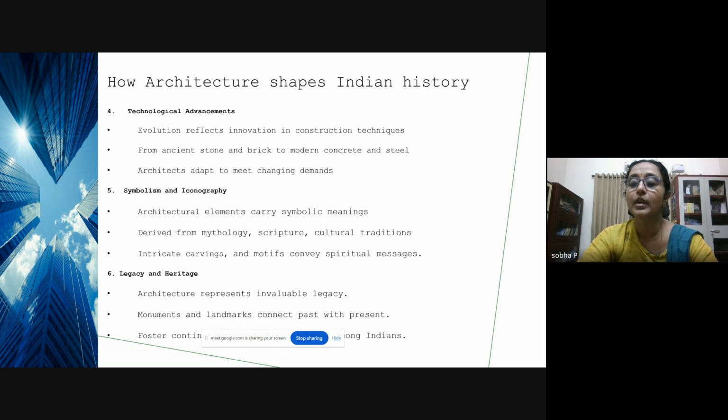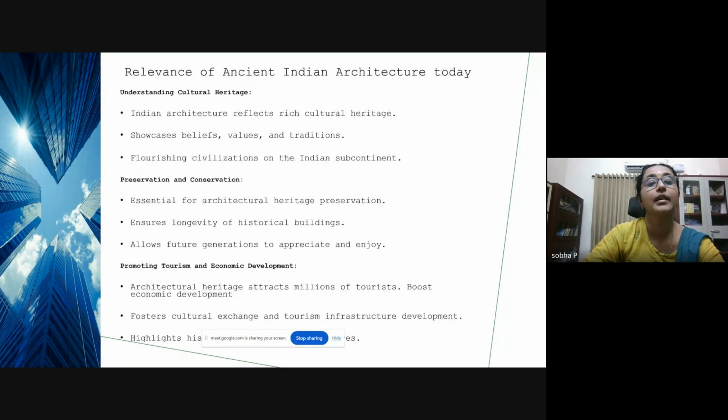Then talking about the symbolic meanings, which are derived from mythology, scripture, and cultural traditions. Through their design and ornamentation, they convey spiritual messages and narratives. Monuments, temples, etc. are the legacy and heritage that connect the past with our present, and that fosters a continuity with the rich cultural tradition that is going on in the present world.